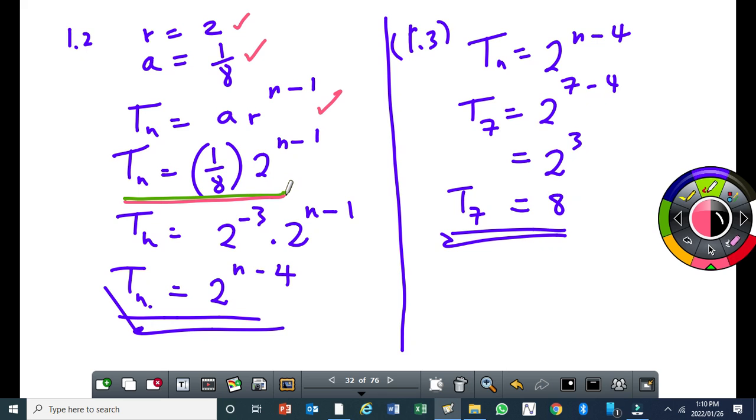So this 1 over 8 can be written as 2 to the power of negative 3 times 2 to the power of n minus 1. Then, since the bases are the same, you add the exponents. So you end up getting n minus 4. So this general term here can be simplified to 2 to the power of n minus 4. Your knowledge of exponents is required when it comes to the geometric sequence and also the geometric series.